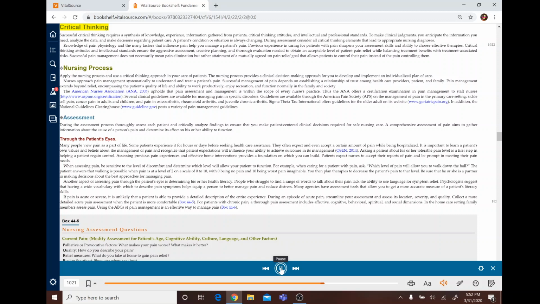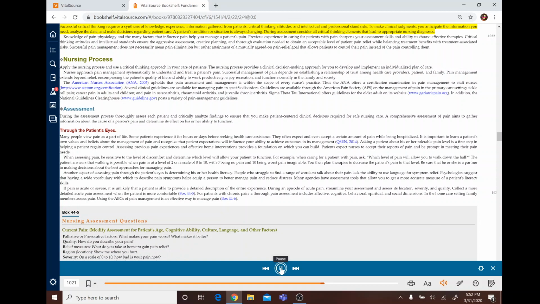Critical thinking. Successful critical thinking requires a synthesis of knowledge, experience, information gathered from patients, critical thinking attitudes, and intellectual and professional standards. To make clinical judgments, you anticipate the information you need, analyze the data, and make decisions regarding patient care. A patient's condition or situation is always changing. During assessment, consider all critical thinking elements that lead to appropriate nursing diagnoses.